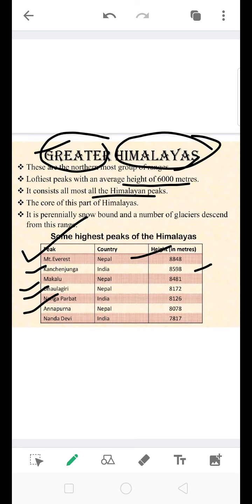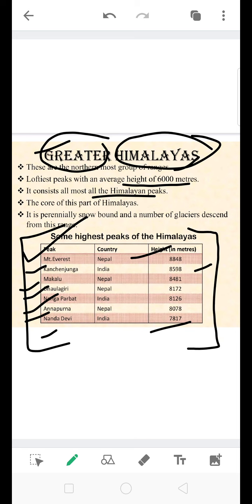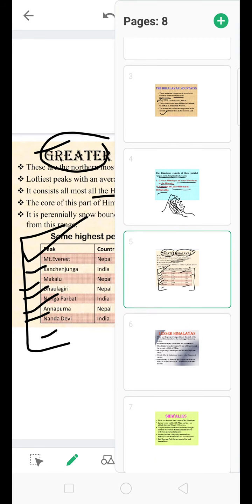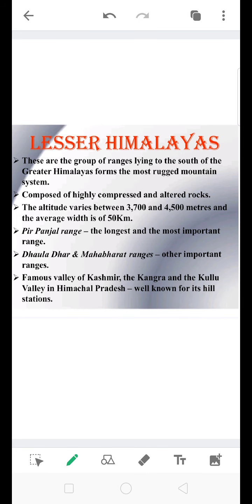Then Nanga Parbat we have in India, that is 8126 meters. Annapurna again in Nepal, 8078 meters, and Nanda Devi again in India, that is 7817 meters. All these peaks are situated in the Greater Himalayas only. That means in the Greater Himalayas we have some important peaks, situated in India as well as in Nepal.